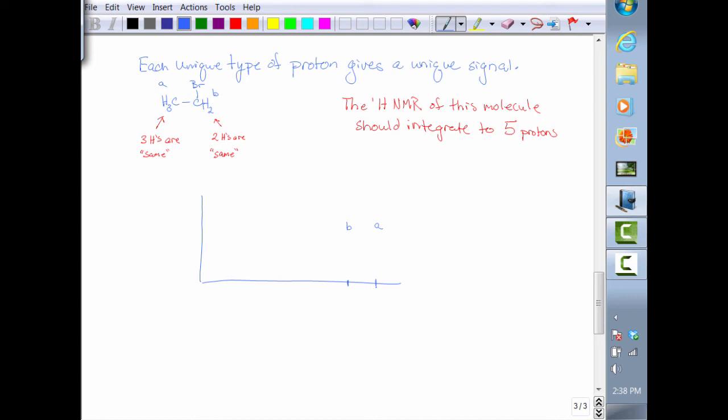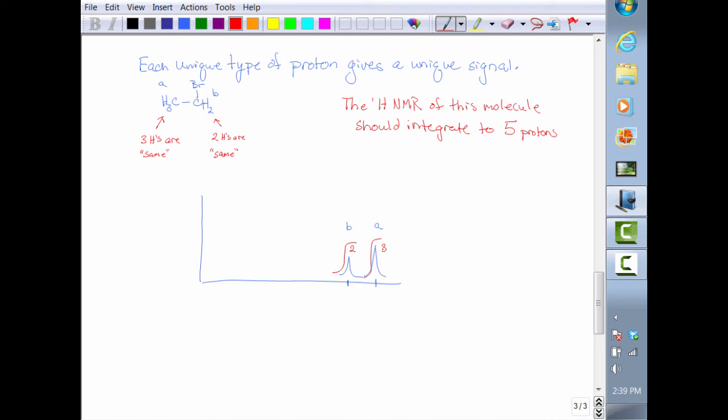Which peak is going to have a larger integration, A or B? Which one has more hydrogen? A. So I should have a peak, if I said that A's peak was that big, maybe B's peak would be that big. And if I integrated this, right, if I integrate the area under the curve, it should give me a ratio of 2 to 3. So the area under the curve tells you how many hydrogens are giving that signal.